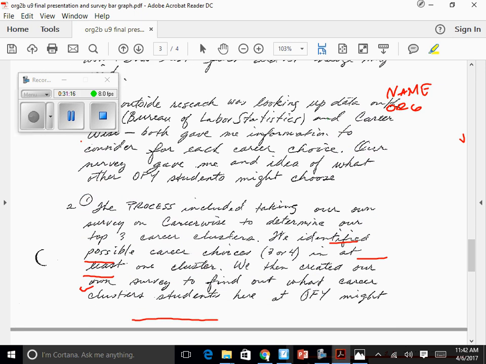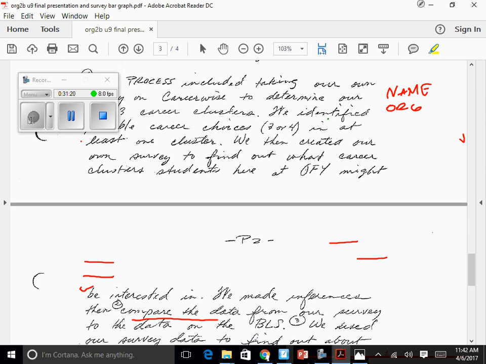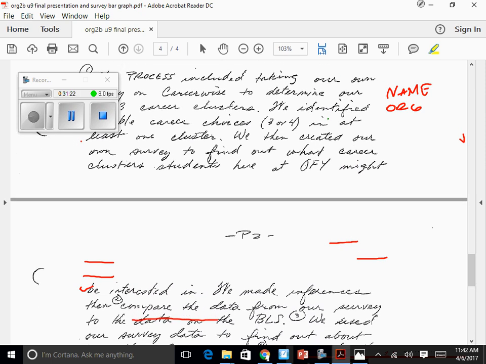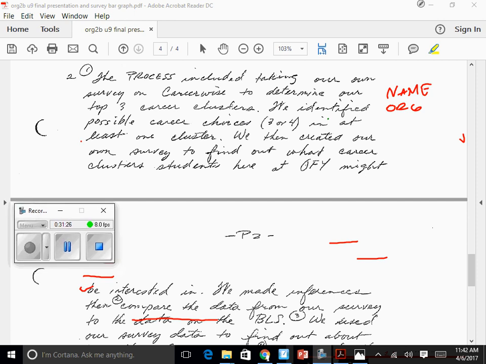All right, last part. Number 2 is basically just chronicling, going back, saying what we've done. What was the process? I think an aspect we did, and when you read the rubric, the thing that we highlighted: the process included taking our own survey on career-wise to determine our top 3 career clusters.